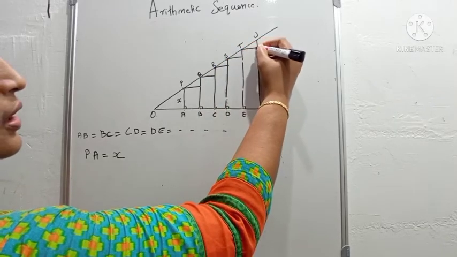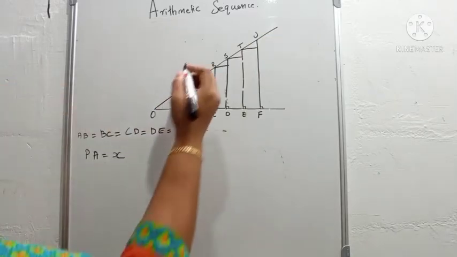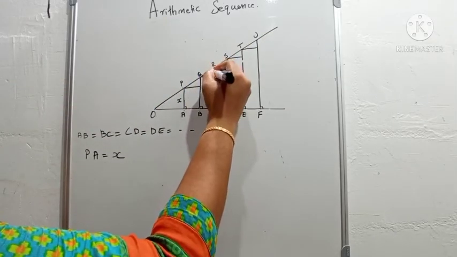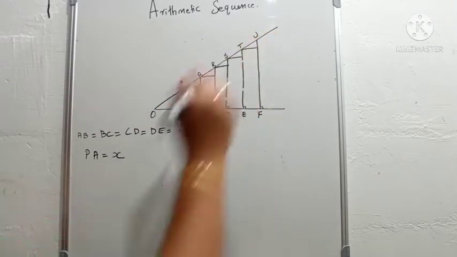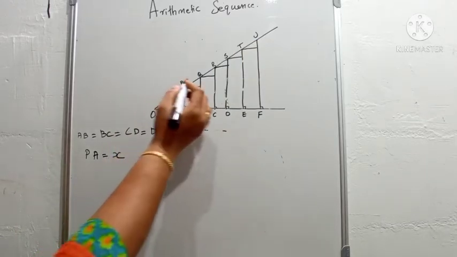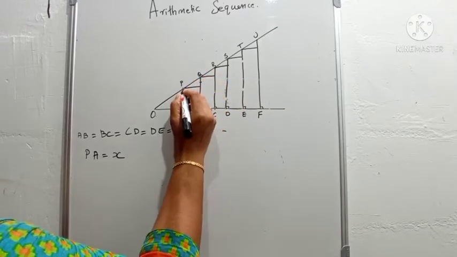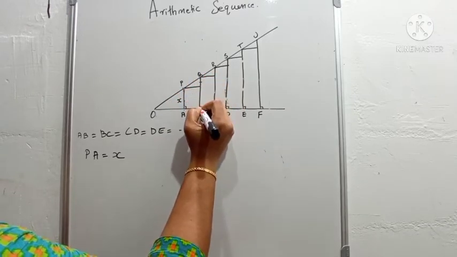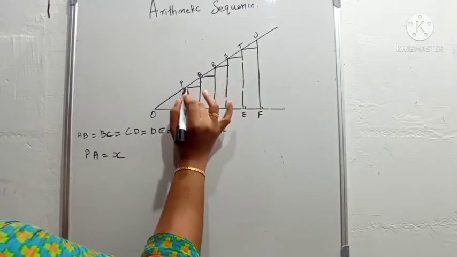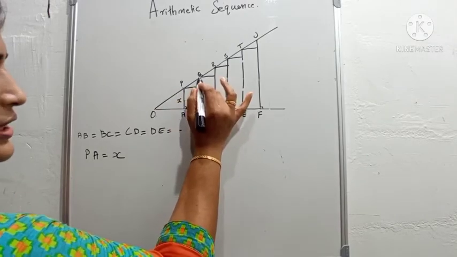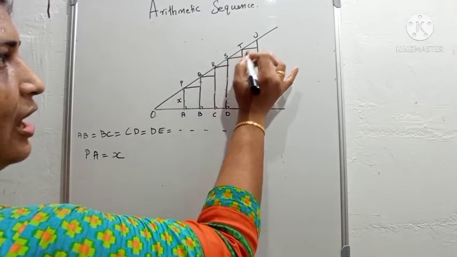Okay, and I want to prove that all these distances are equal. I want to prove that all these distances, see, this and this one are equal, right? So, we need to prove that these distances are equal.